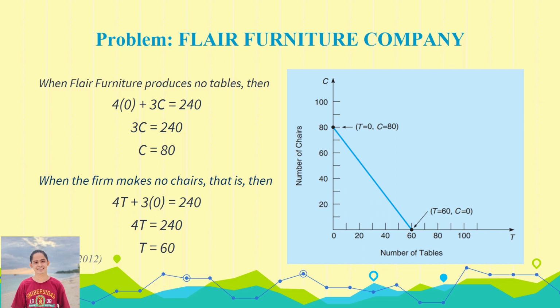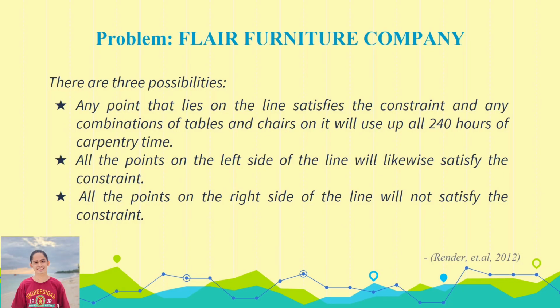When a firm makes no chairs, that is, we substitute 0 for C, then 4T plus 3 times 0 equals 240, 4T equals 240, T equals 60. Then graph it and draw a straight line. After plotting the graph, there are 3 possibilities that can be interpreted.